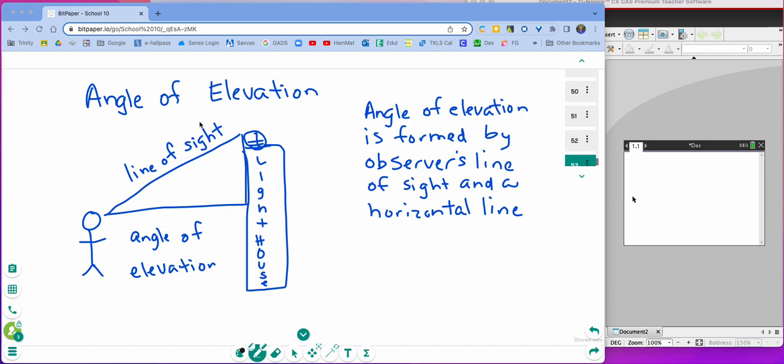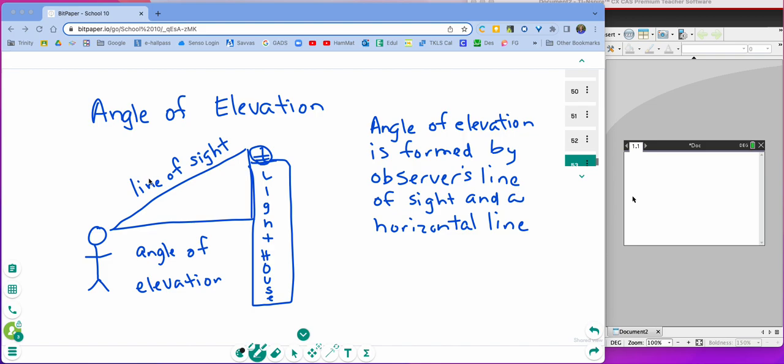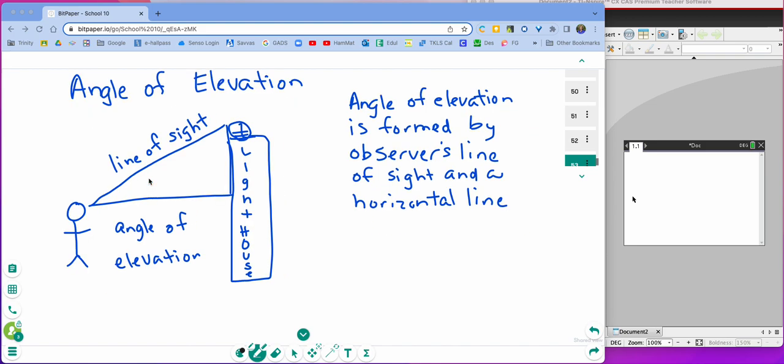When we talk about the angle of elevation, we're talking about the angle that is made from the line of sight and the horizontal line. So this angle right here is the angle of elevation. Line of sight and then a horizontal line, that's what forms an angle of elevation.